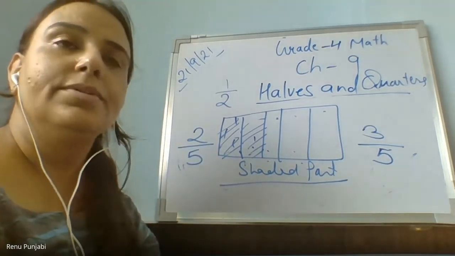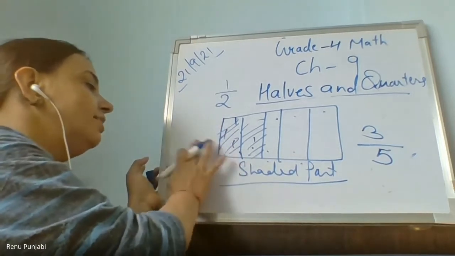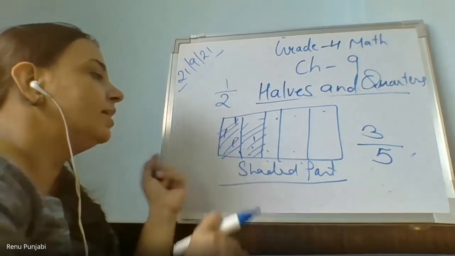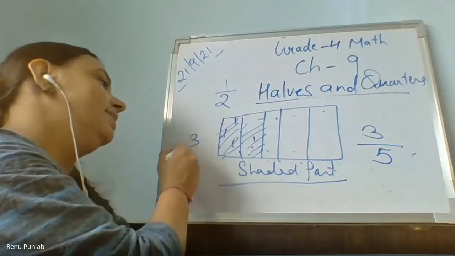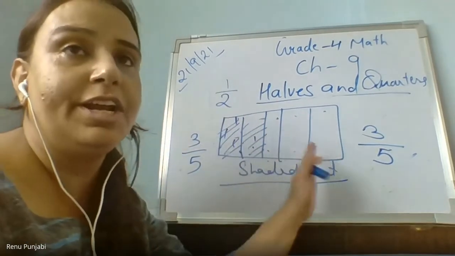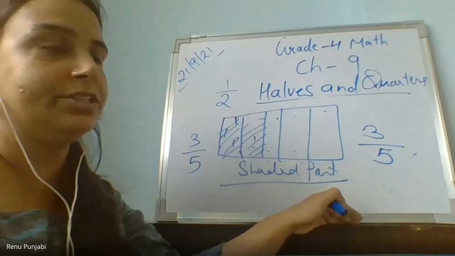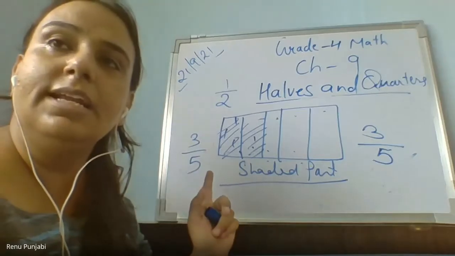Okay, ma'am. Got it? And suppose I reverse this question and I ask what part of the thing I have not given to Kiana. Ma'am, it will be 3 upon 5. Or what part of the fraction is not shaded, the unshaded part of the fraction, likhna hai. So you will write 3 upon 5. Am I clear till here?